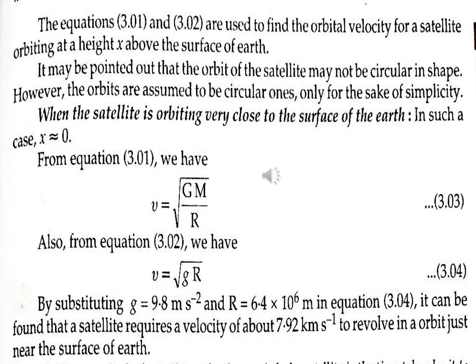It may be pointed out that orbit of the satellite may not be circular in shape. However, the orbits are assumed to be circular for the simplicity. Acceleration due to gravity g, G is the gravitational constant, M is the mass of the Earth, and r is the radius of the Earth.